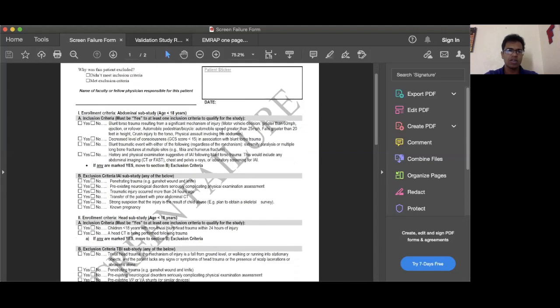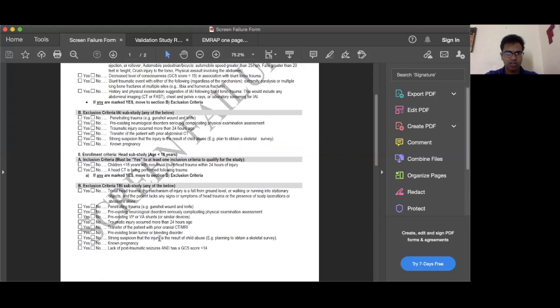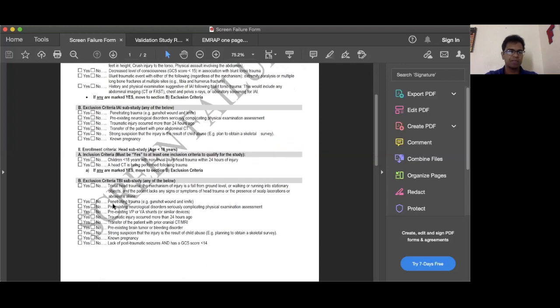here as well. And on the front page, you can see that there is a list of the inclusion criteria and the exclusion for each of the sub-study. So we have this top portion right here is for the IAI sub-study, and this bottom one is for the head sub-study.